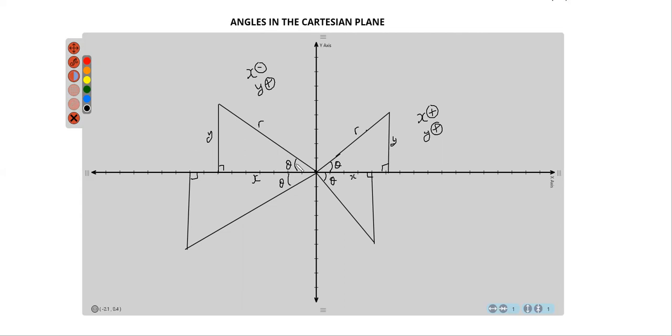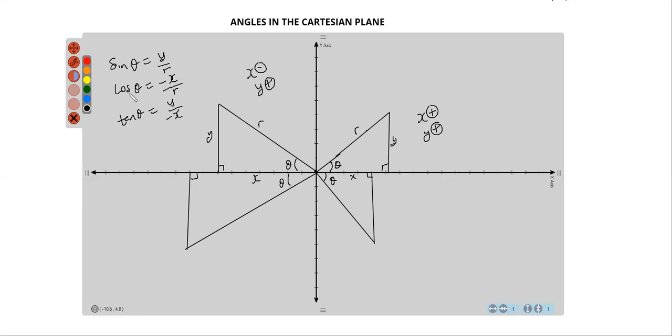Now, when you're looking for sine theta, it is going to be equal to y, which is positive, over r. What about cos theta? Cos theta is going to be equal to the adjacent, but what are we having here? It's going to be negative x over r. What about tan theta? Tan theta is going to be equal to opposite, which is y, over negative x.